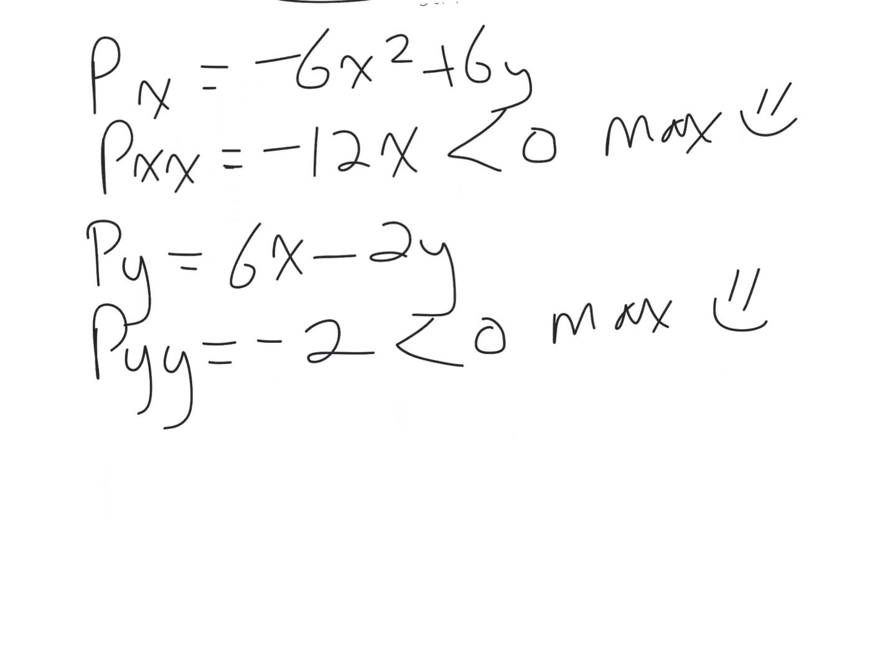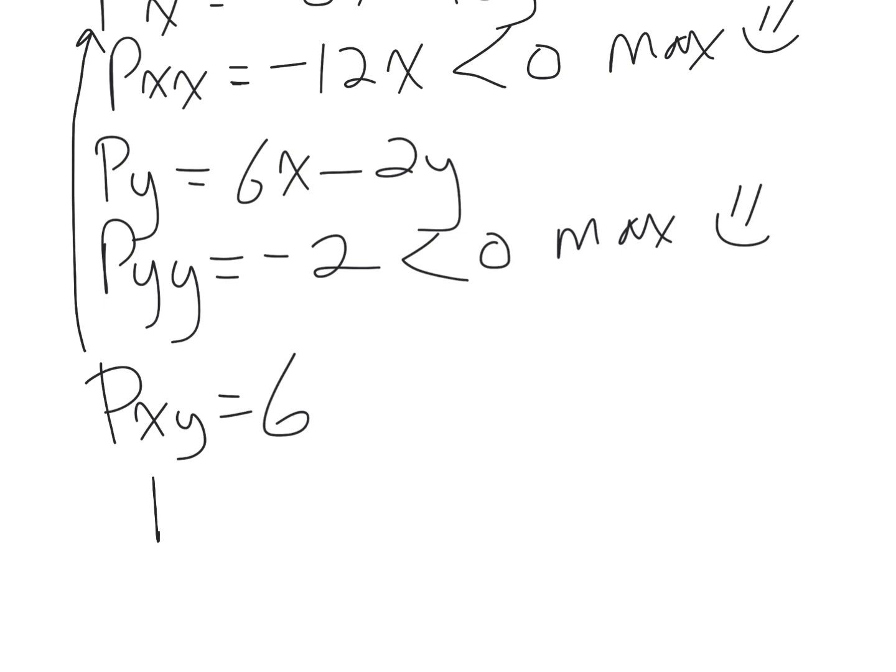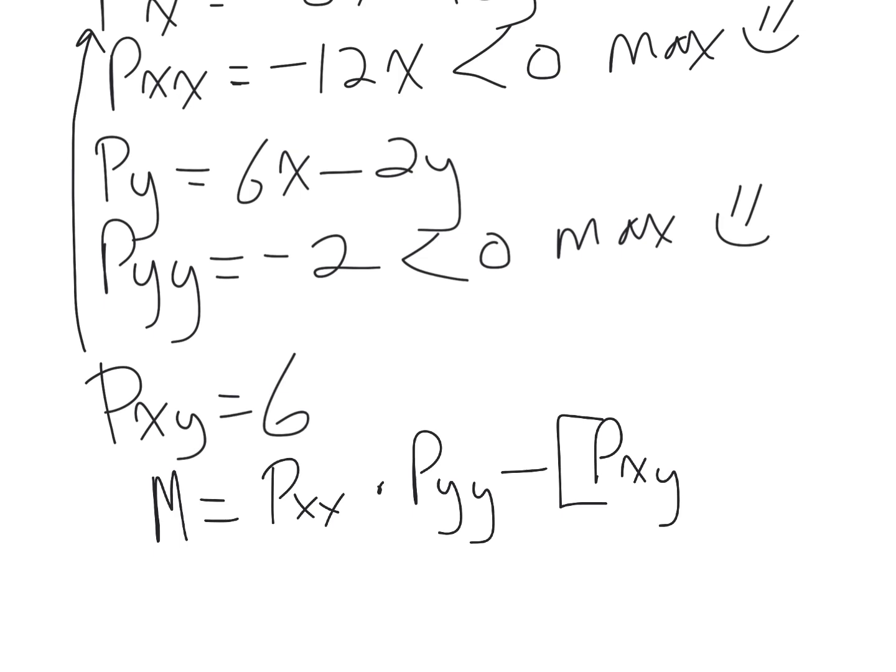We need to find pxy. So I'm going back up to here, and I'm taking the derivative with respect to y. So that would be 6, right? And so now we can find m as well. M is equal to, in this case, pxx times pyy minus pxy all squared. Yeah?